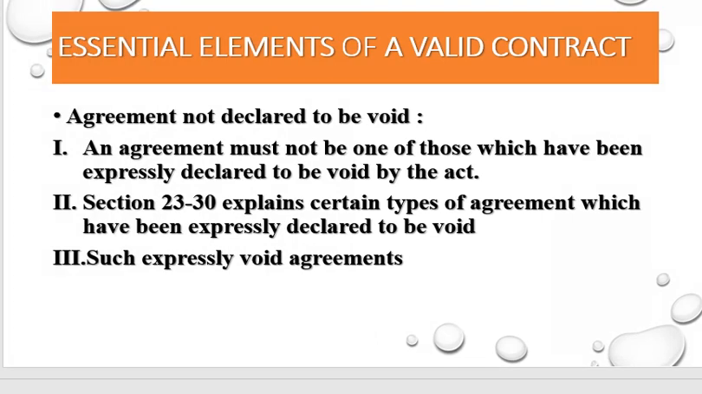And the agreement must not be declared to be void. An agreement must not be one of those which have been expressly declared to be void by the Act. Sections 23 to 30 explain certain types of agreements which have been expressly declared to be void.